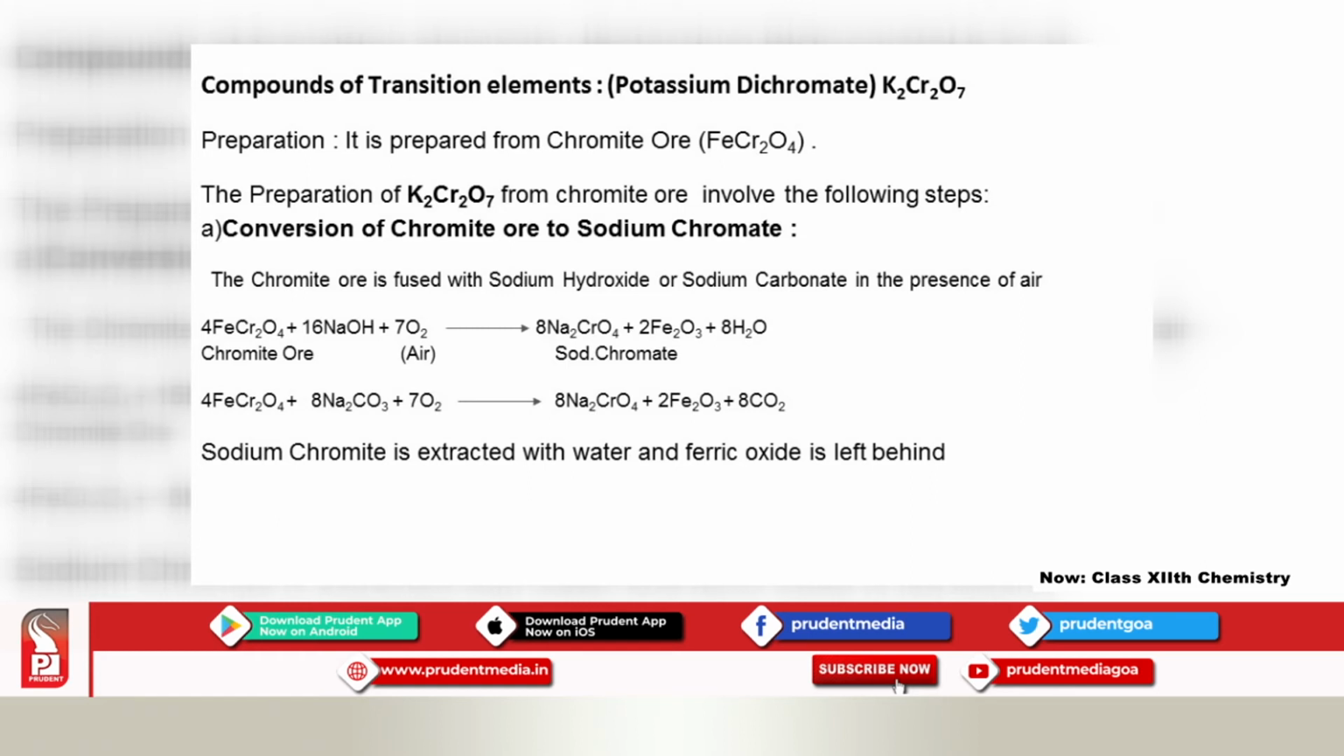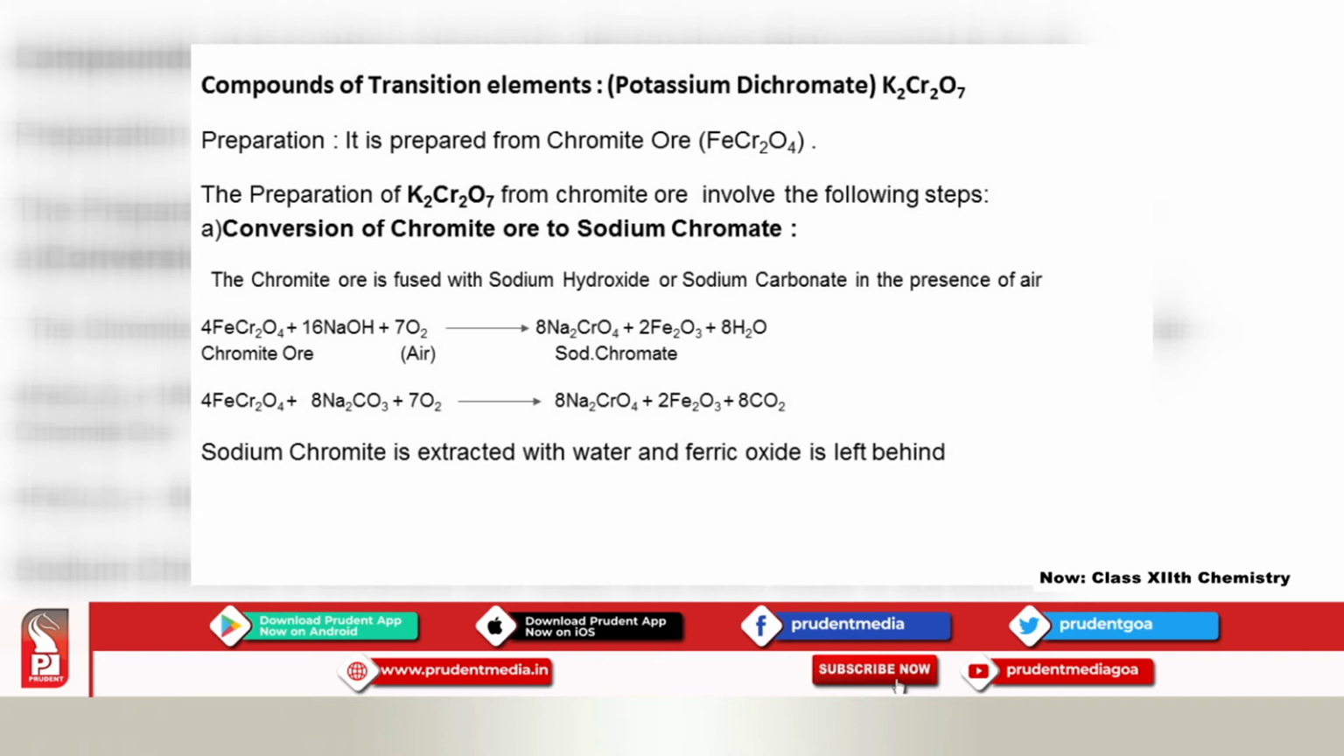Transition metals form a number of compounds. Let us see two important compounds, that is potassium dichromate, K2Cr2O7. Here is the preparation of K2Cr2O7, or potassium dichromate. We will get it from a chromite ore, FeCr2O4.